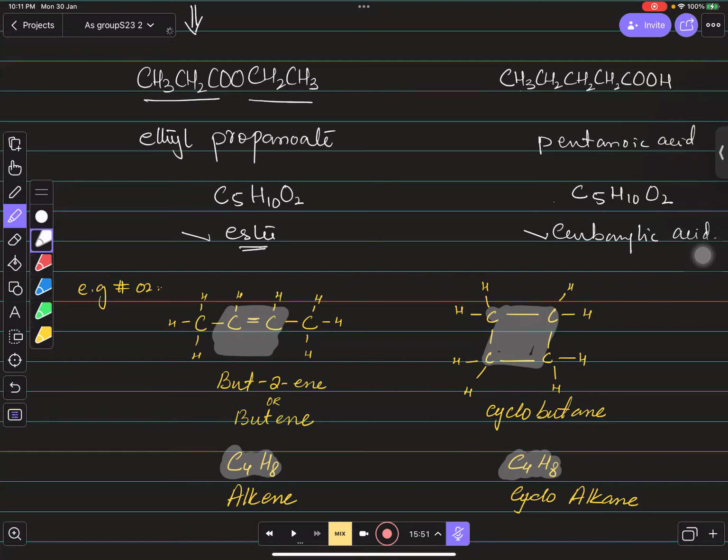So these are two different families, two different functional groups, two different homologous series, but they still have the same molecular formula. That is why they are considered functional group isomers. Is that clear, everyone?